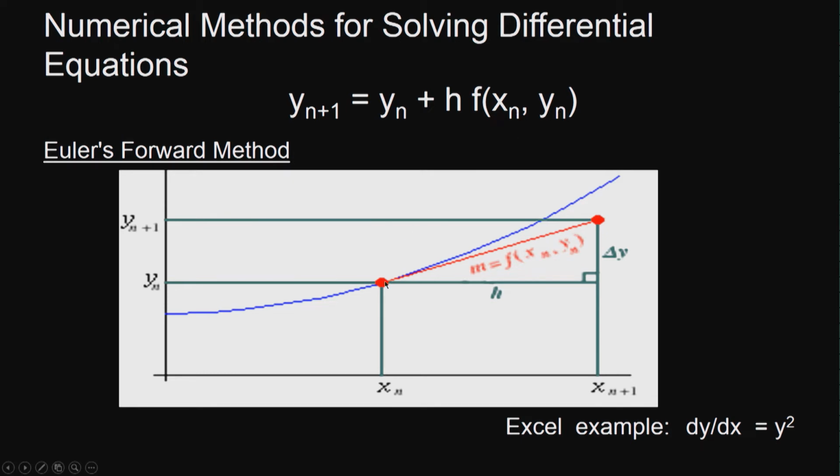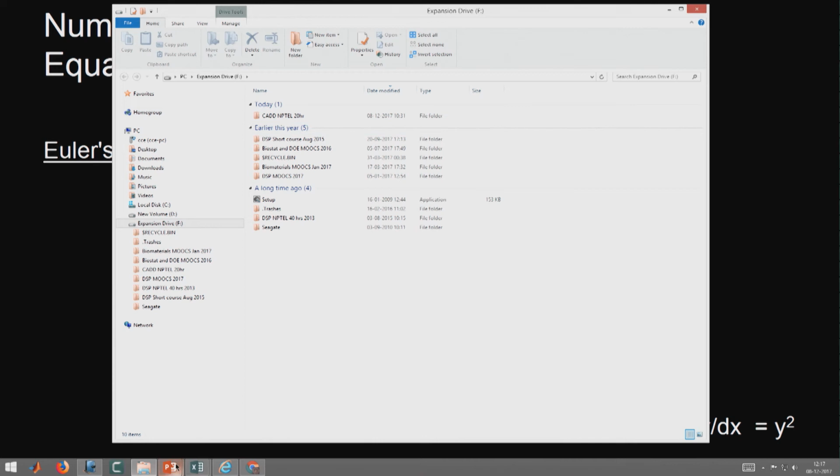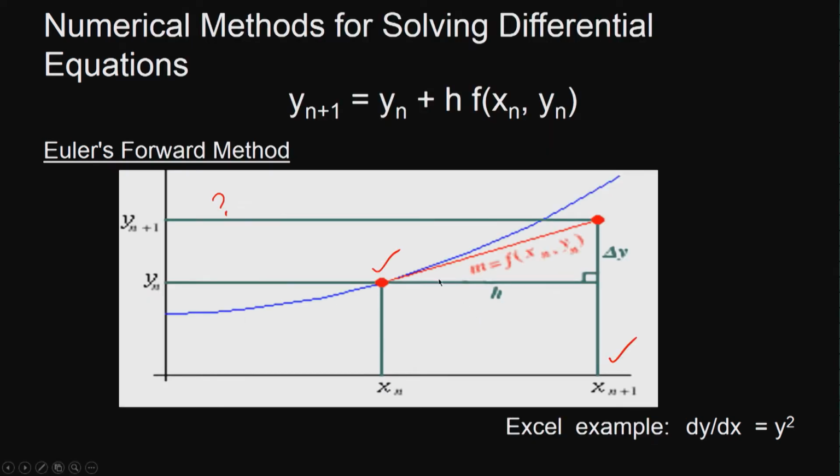For example, you are here at xn, yn, and you want to find out what will be yn plus 1 at this particular time point. So you do yn plus h times f(xn, yn). This is the function which you have to substitute here. Then you go to the next time point.